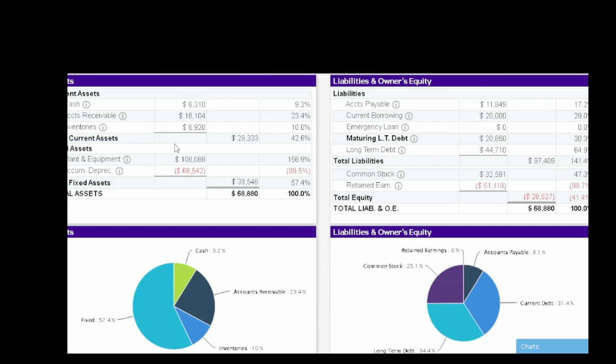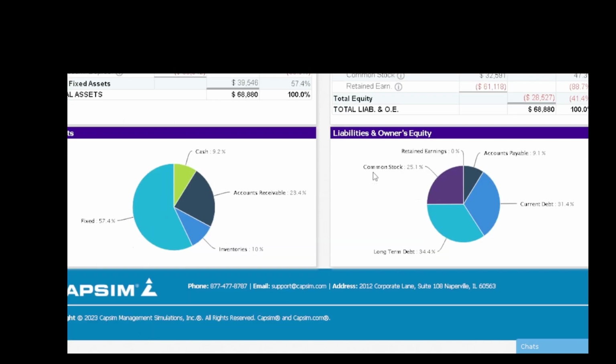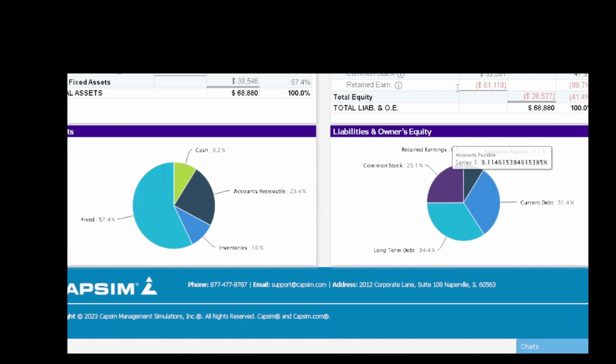And on the other side, which is the liabilities and owner's equity, we shall see the accounts payable and the current borrowing, how much we are borrowing. If you have the emergency loan, we shall see it here, the maturing debt, and then the long-term debt that we have in our company. We shall also see the common stock and the retained earnings. And then we have a graph that tries to explain more about the assets and the liabilities.